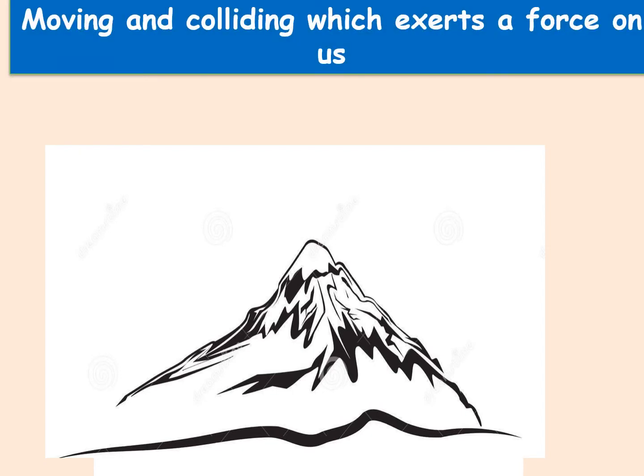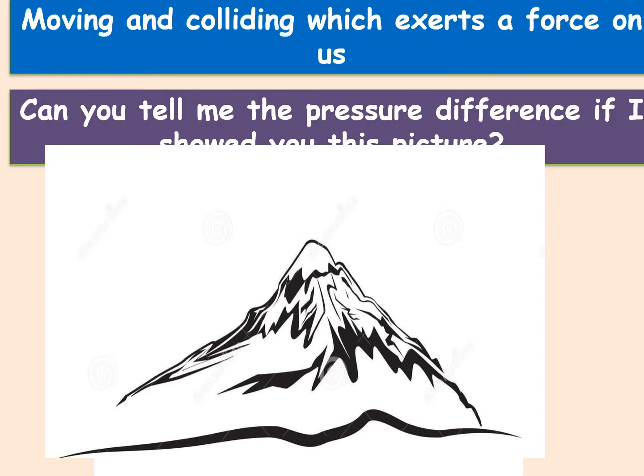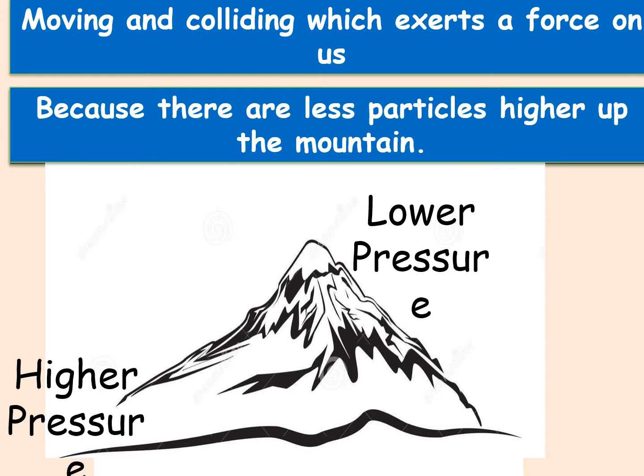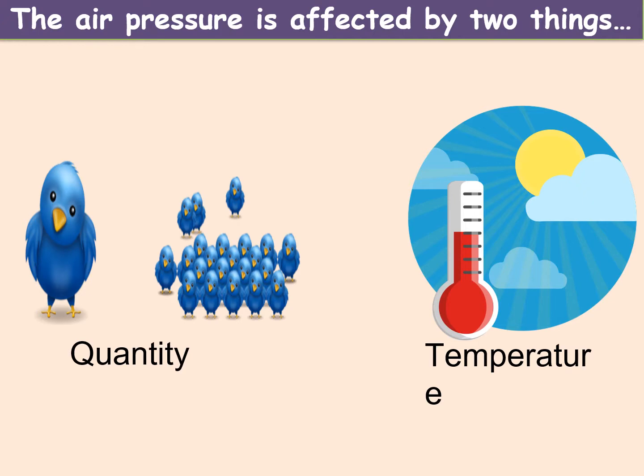So the particles are moving and colliding, which exerts a force on me. Can you tell me the pressure difference if I showed you this picture? So what would the pressure difference be? Up high on top of the mountain would be low pressure, down at ground level would be higher pressure. Because there are fewer particles higher up the mountain, there's a lower pressure.